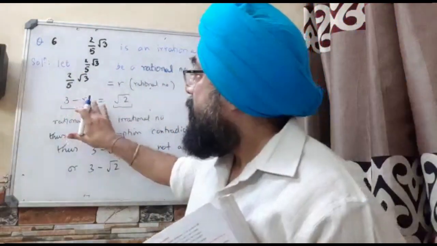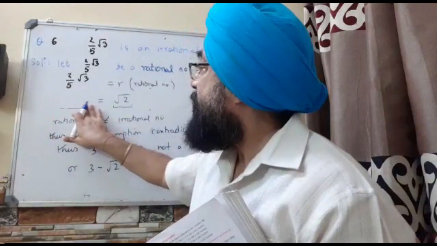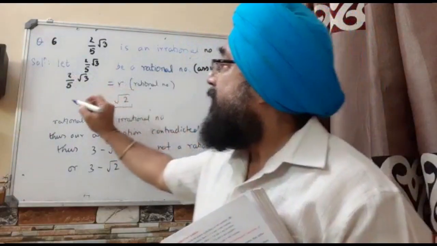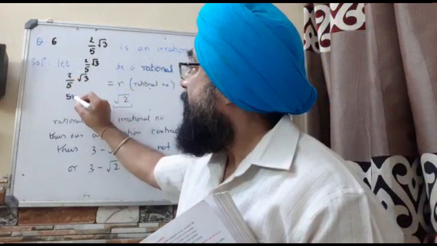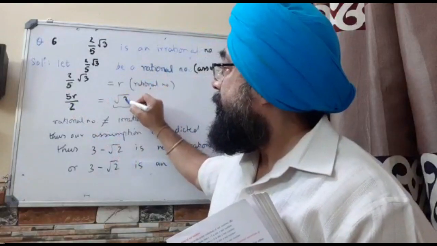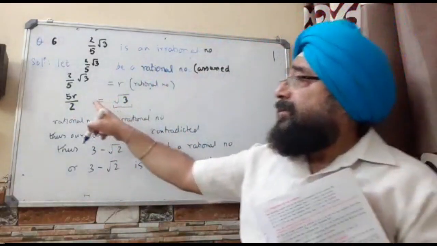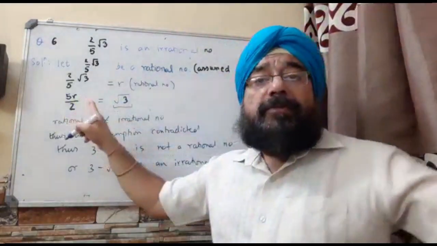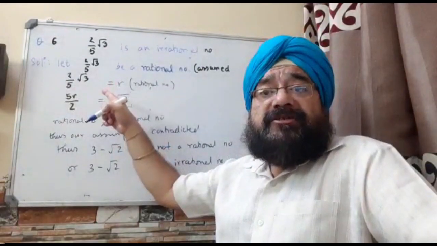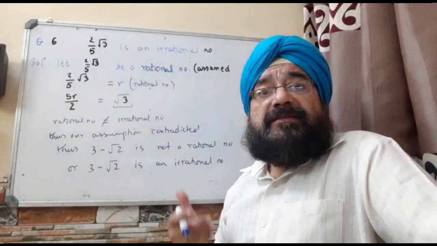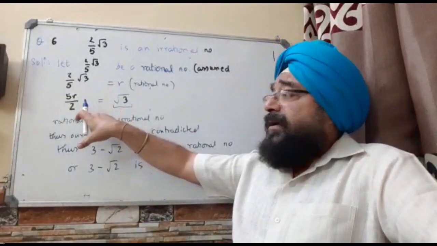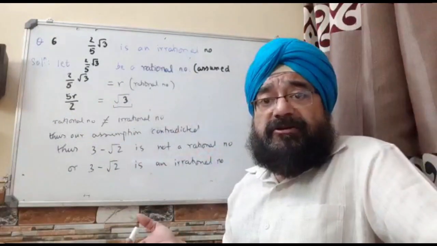So therefore, cross multiplying, you can see I can cross multiply this 5 into R and 2 into R, so that it becomes 5R upon 2 is equal to root 3. Very clearly you can see that because R is a rational number and 5 is a rational number, a rational number multiplied with a rational number will obviously always give you a rational number, and a rational number divided by a rational number will again give you a rational number.